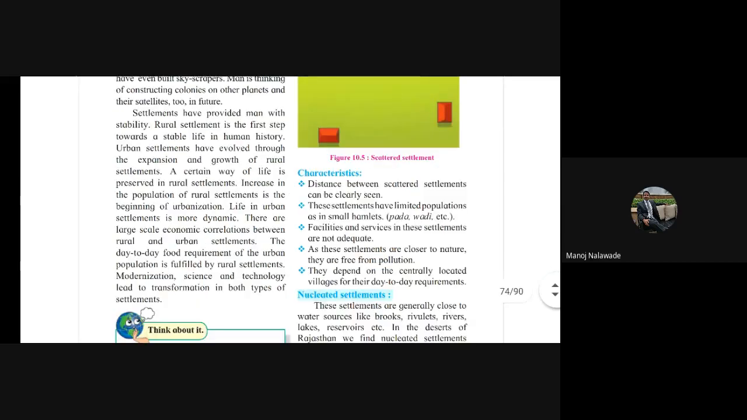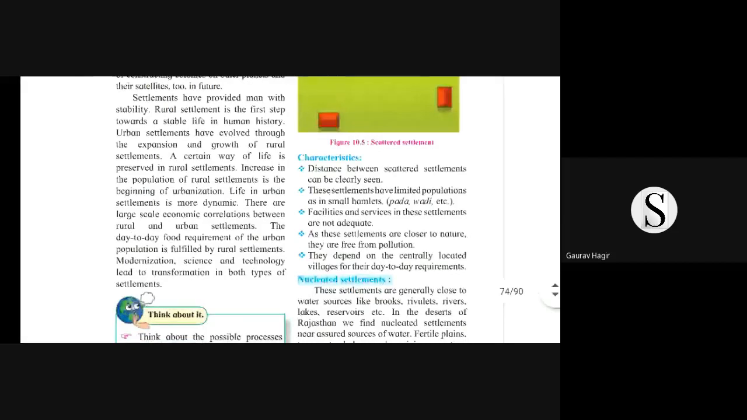A certain way of life is preserved in rural settlements. An increase in the population of a rural settlement is the beginning of urbanization. Life in an urban settlement is more dynamic. There are large-scale economic correlations between rural and urban settlements. The day-to-day food requirement of the urban population is fulfilled by rural settlements. As we all know, farming takes place in villages, so for urban areas the food grain is supplied by the rural areas.